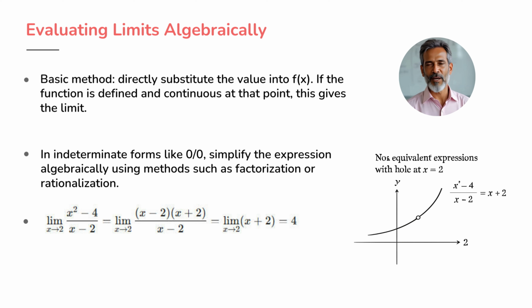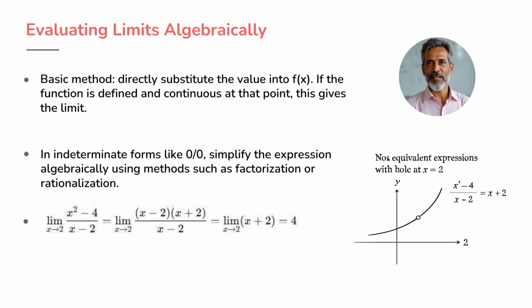So the expression becomes limit as x approaches 2 of x minus 2 times x plus 2 divided by x minus 2. The x minus 2 terms cancel out, leaving the limit as x approaches 2 of x plus 2. Now, substituting x equals 2 directly gives us 2 plus 2, which is 4. This means the limit exists and equals 4, even though the original function was undefined at x equals 2.